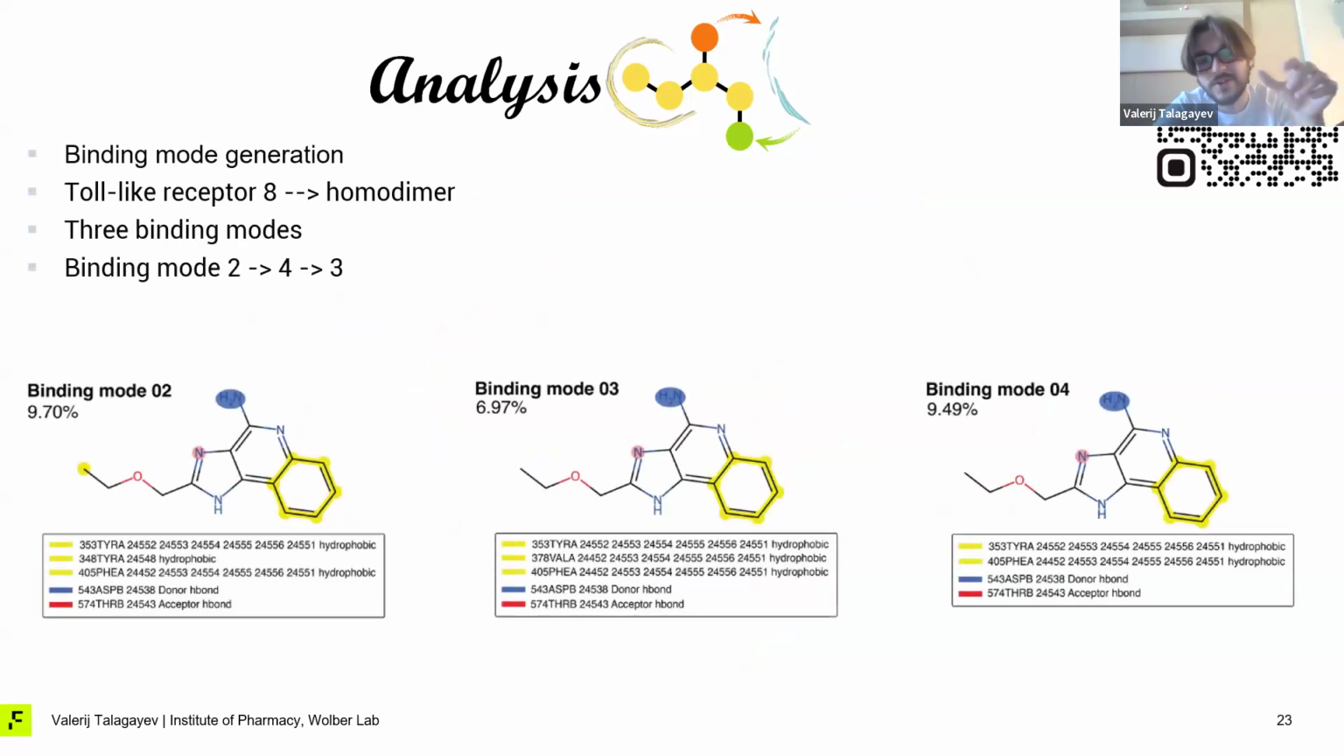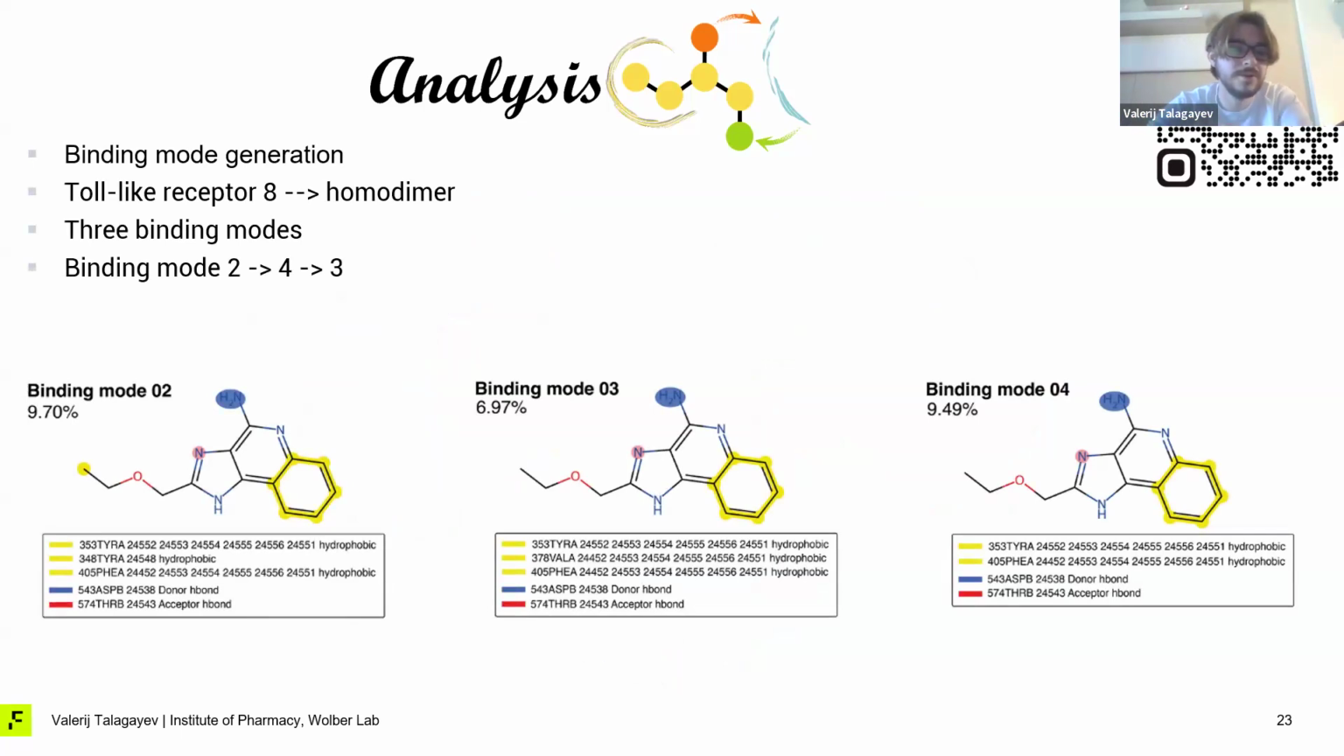And what we did was basically we looked at the interactions of the ligand with the protein during the MD simulations to see how the binding modes are happening and if there's a transition from one binding mode to the other during the MD simulation. And what we saw was that there were three dominant binding modes happening, those being binding mode 2, 3, and 4. And we could also basically then see the transition from one binding mode to the other.